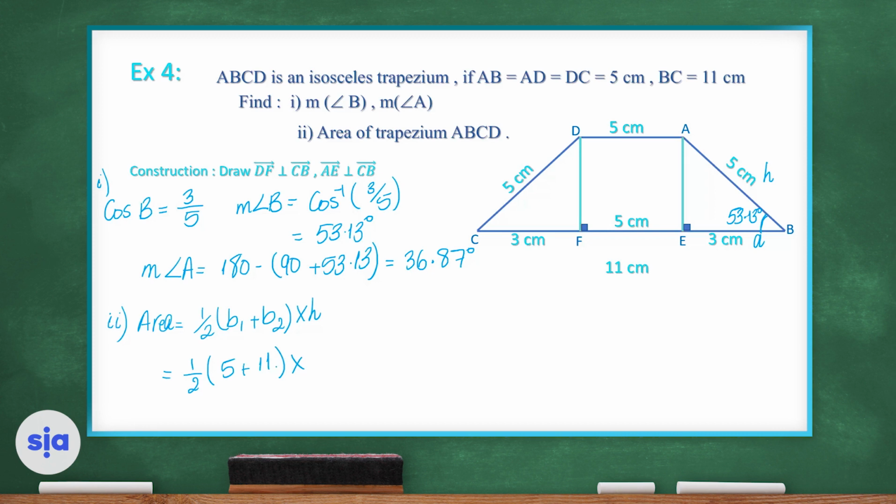The height is AE or DF, so we need to find AE or DF. We can easily find them by the Pythagorean theorem, as AE is square root of 5 squared minus 3 squared, so AE equals 4. Then the height is equal to 4. If you do your calculations, the area of this trapezium is 32 centimeters squared.